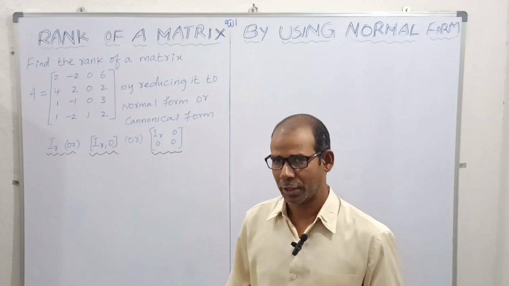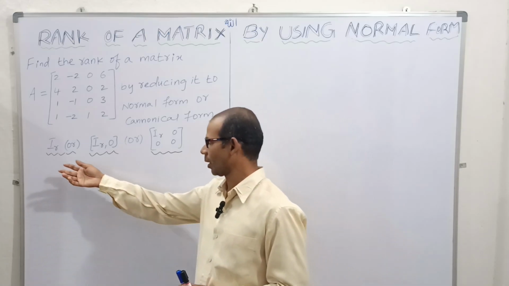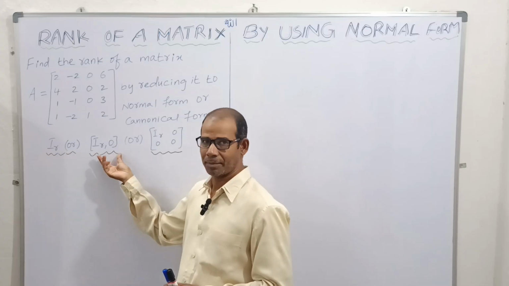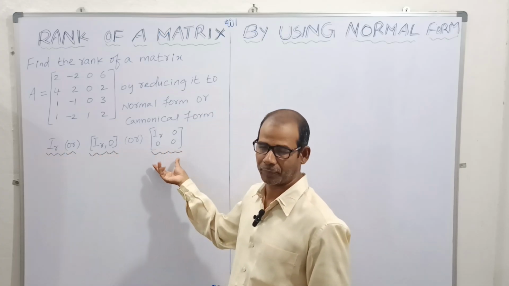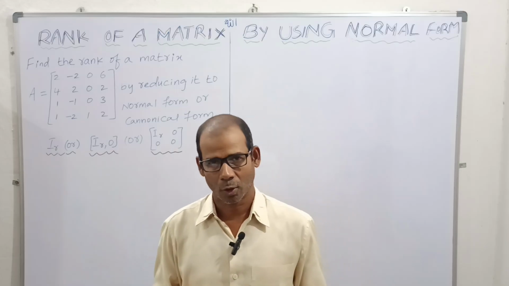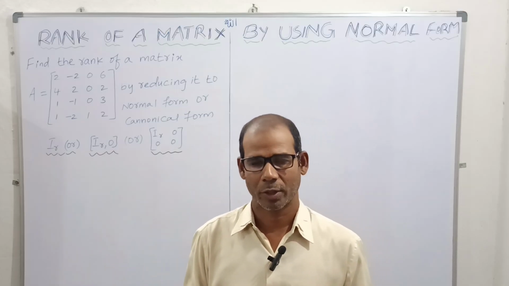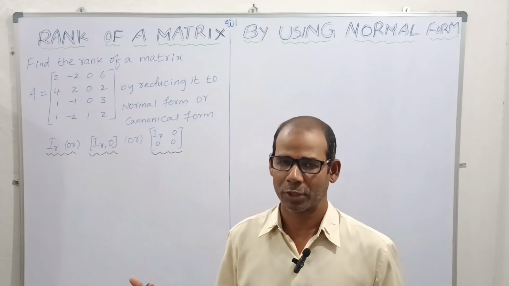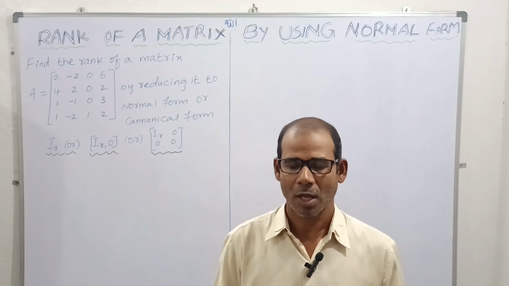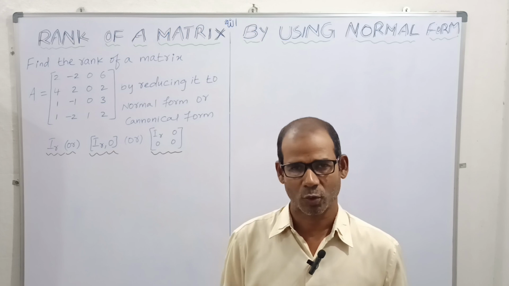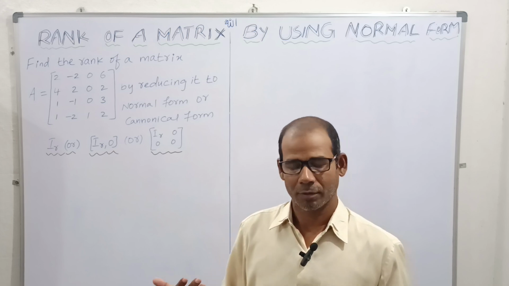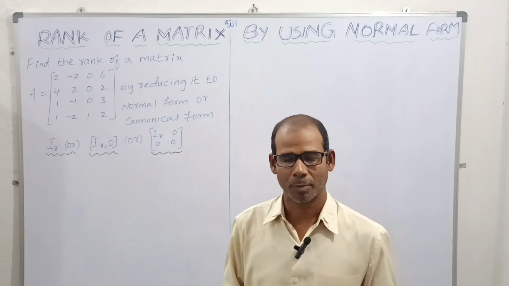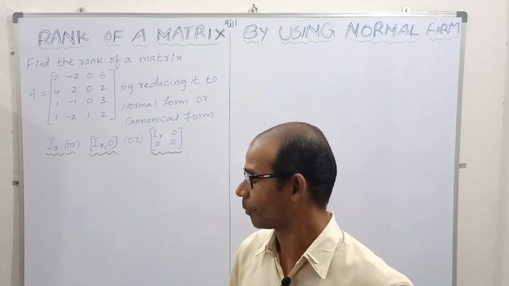And the reduced matrix is of the type identity matrix, or this type, or this type, right? So in the echelon form, we use only row operations to reduce the matrix and we find the rank. But in the normal form, we use both the row operations as well as column operations to reduce the matrix into the normal form, and from that we can find the rank of a matrix, right? So let us do a problem and we will understand better.